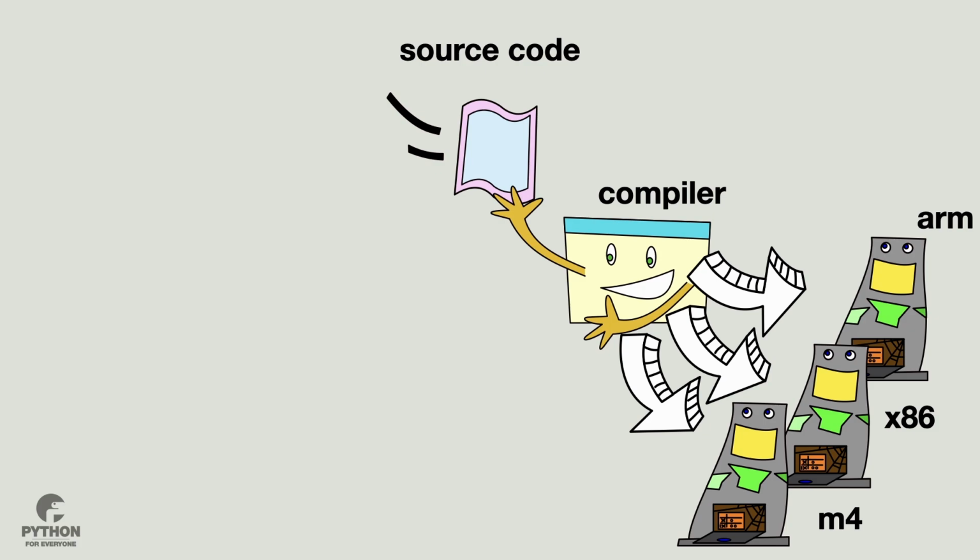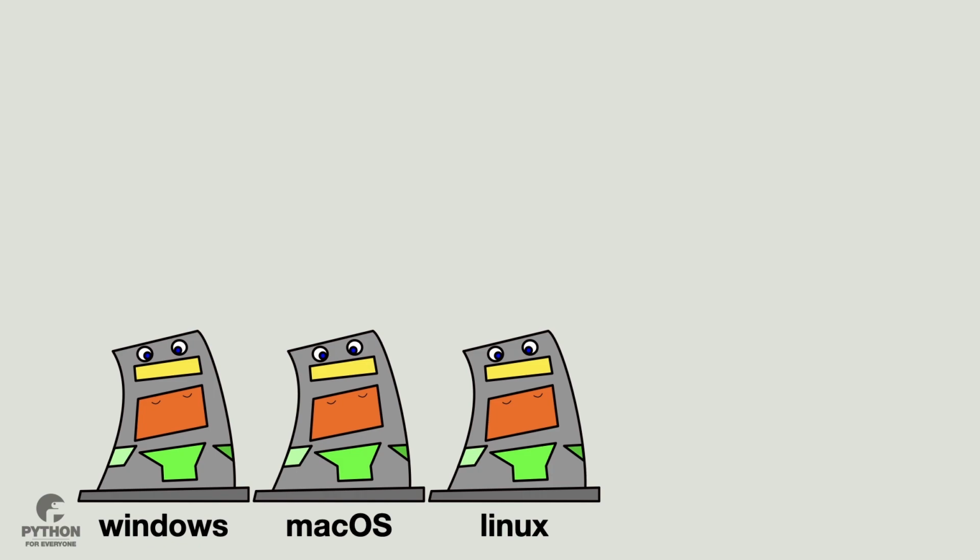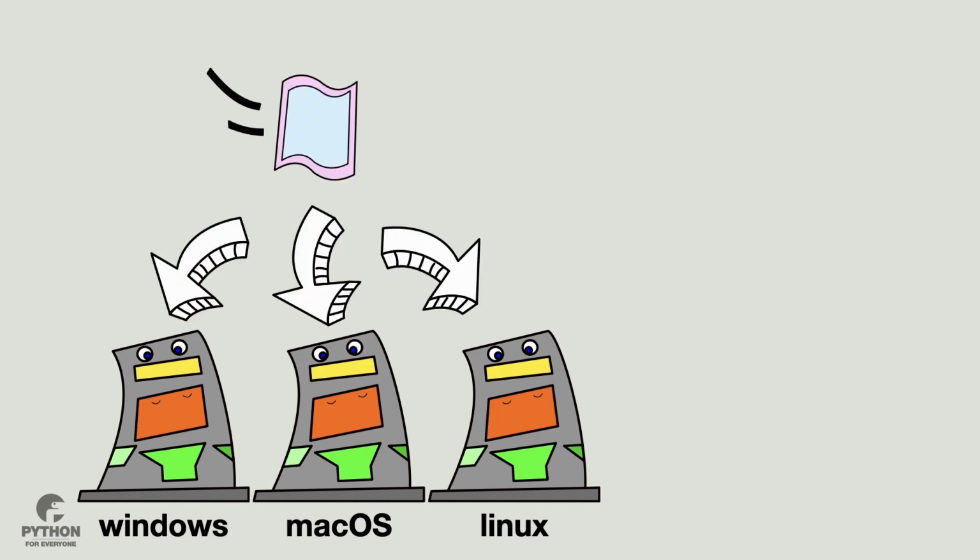An alternative is to create some kind of virtual machine for each platform. This way, the same source code can be used to feed each virtual machine, regardless of the platform it is running on. The Python interpreter functions as a virtual machine and does even more.